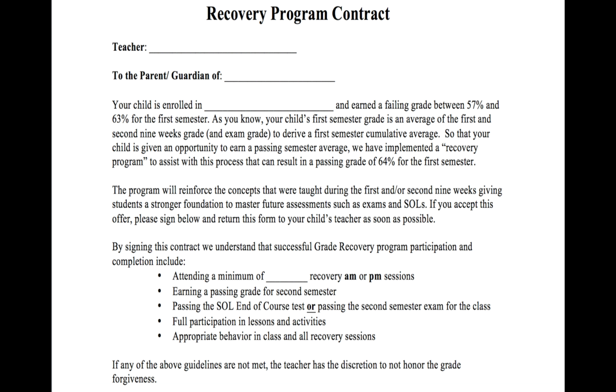So let's look at a sample recovery program contract. This is something that we've used in the past, and the student must attend a certain number of recovery sessions, and they must also earn a passing grade for second semester, pass the SOL or second semester exam, and have appropriate behavior. And this is something that's signed by the parent, the guardian, and the student. And usually teachers will honor their grade change for first semester provided they meet the minimum requirements. But that's just one example of an intervention.